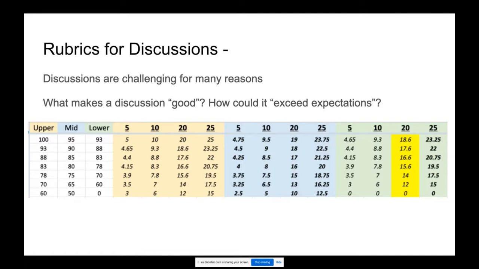But the grayscale, the blue section in the middle, are the numbers that you would actually need to set your criteria to equal if you want giving a C on the rubric to actually get a C in the grade. That makes sense now.